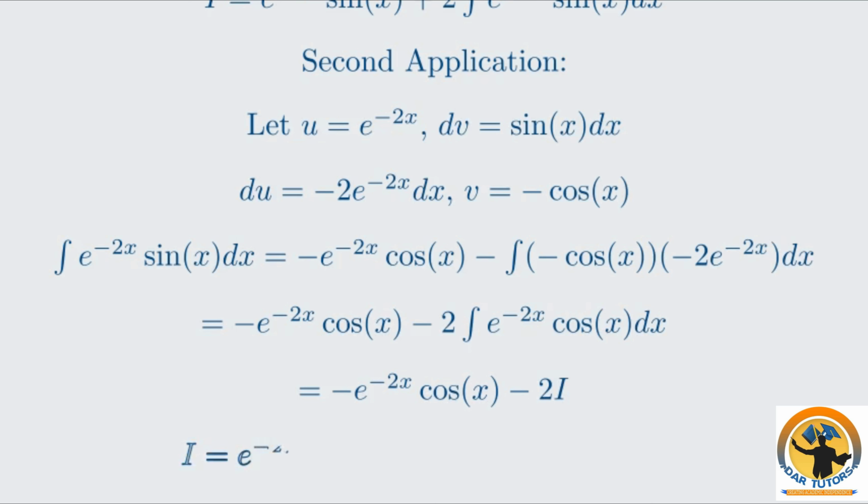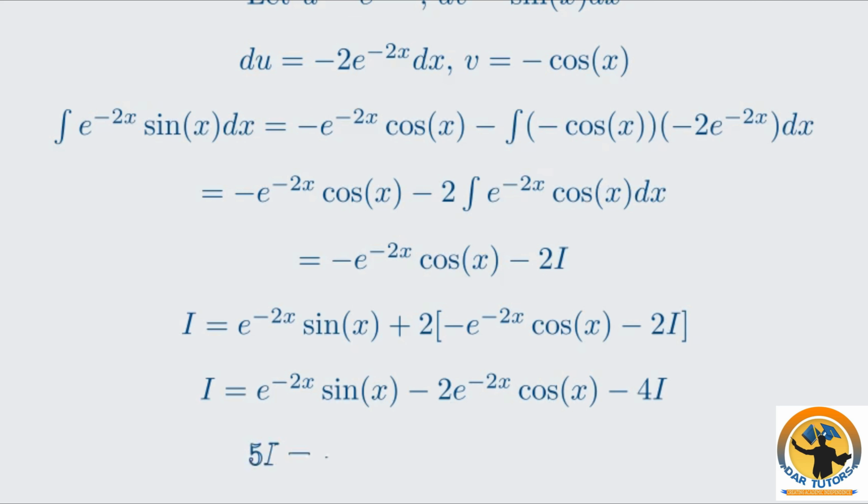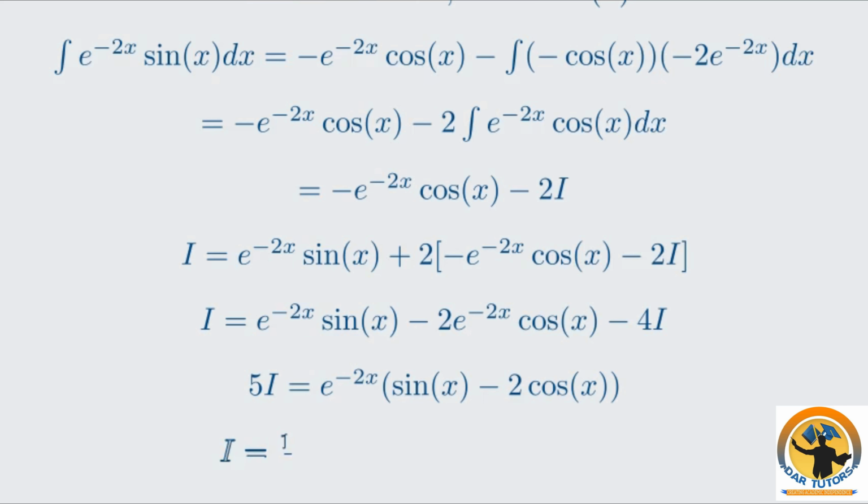Substituting back into our equation for I, we get I equals e to the power of negative 2x sine of x plus 2 times the quantity negative e to the power of negative 2x cosine of x minus 2I. This simplifies to I equals e to the power of negative 2x sine of x minus 2e to the power of negative 2x cosine of x minus 4I. Adding 4I to both sides gives 5I equals e to the power of negative 2x times the quantity sine of x minus 2 cosine of x. Finally, dividing by 5, we get the answer 1/5 e to the power of negative 2x times sine of x minus 2 cosine of x plus c.